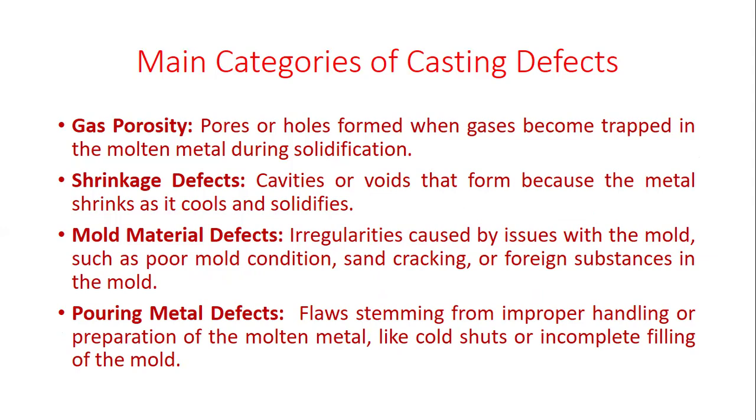Here are some of the main categories of casting defects as listed here. Gas porosity, and shrinkage defects that will lead to narrow cavities or small gaps in the metal surface due to uneven cooling and solidification process. Then mold metal defects, that is irregularities caused by issues in poor mold condition due to foreign substances present in the mold. Then pouring metal defects, improper handling of the molten metal that will lead to cold shuts or incomplete filling of the mold.